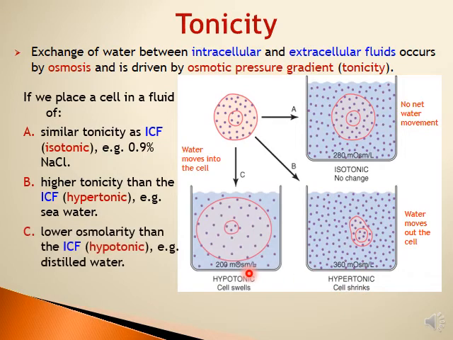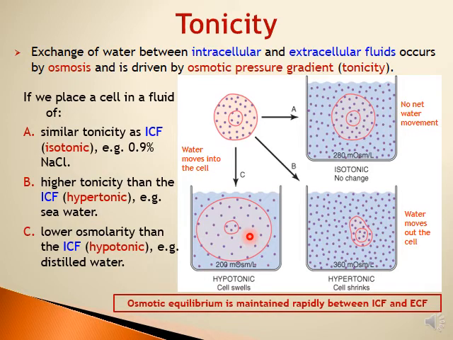What happens if I place the cell in a hypotonic solution, or even distilled water that has zero solutes inside? In a hypotonic solution, the water will move from the solution into the cell, because now the cell has an osmolarity higher than the hypotonic solution. Water will enter the cell, gradually the cell will swell, and if this does not stop, the cell will rupture. This will lead to the rupture of the cell. Of course, water moves in and out very fast, so we can reach osmotic equilibrium very rapidly between the intracellular and extracellular fluids.